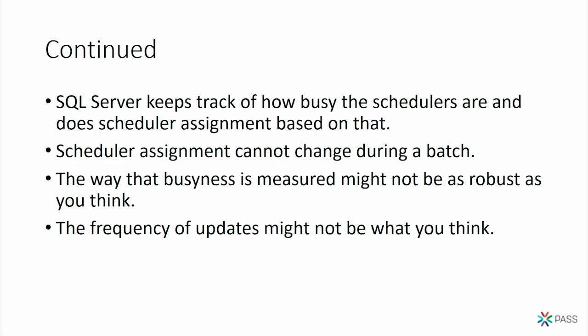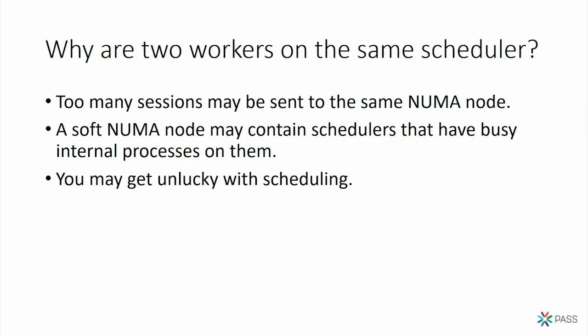SQL Server tracks how busy schedulers are and does scheduler assignment based on that, but the scheduler assignment cannot change during a batch. And the frequency and robustness of this might not be as good as you might think or hope. So, why can this happen? I think I have soft NUMA nodes of 7 here. What if 8 connections go to 1 soft NUMA node? That means that 2 workers are going to get doubled up. Maybe there's a soft NUMA node that has busy internal processes that can get doubled up for that reason. Maybe you get unlucky. This can happen.